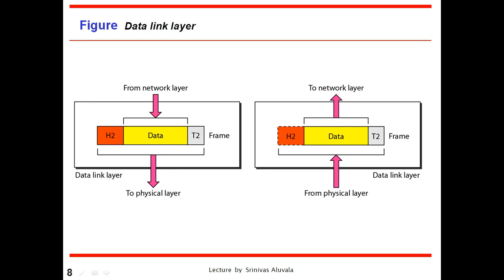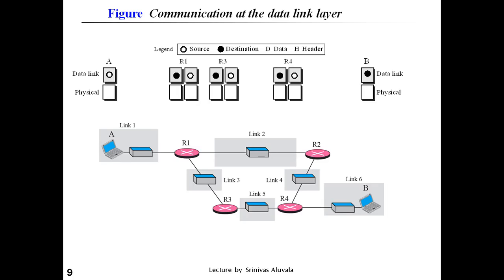It also takes the responsibility of flow control. If the rate at which the data are absorbed by the receiver is less than the rate at which the data are produced in the sender, the data link layer imposes a flow control mechanism to avoid overwhelming the receiver. It also takes the responsibility of error control. The data link layer adds reliability to the physical layer by adding mechanisms to detect and retransmit damaged or lost frames. The data link layer is responsible for moving the frames from one hop to another hop.